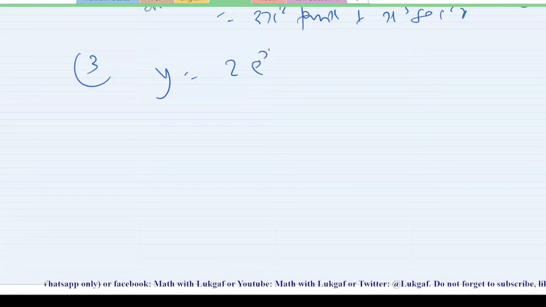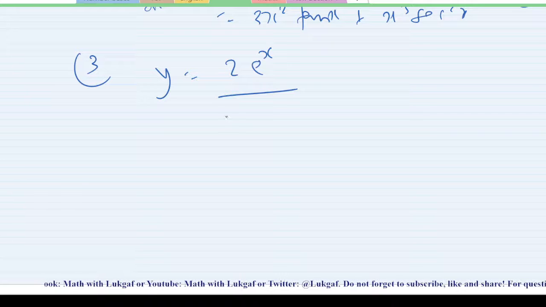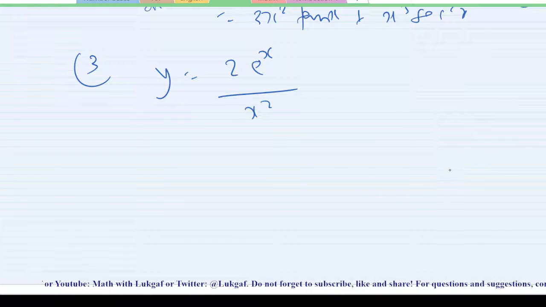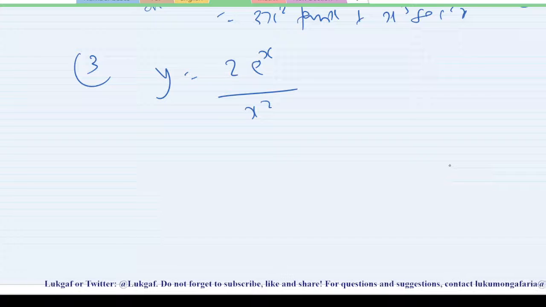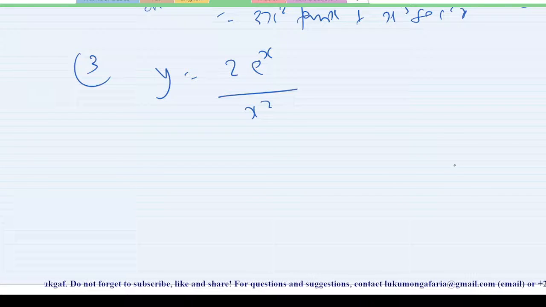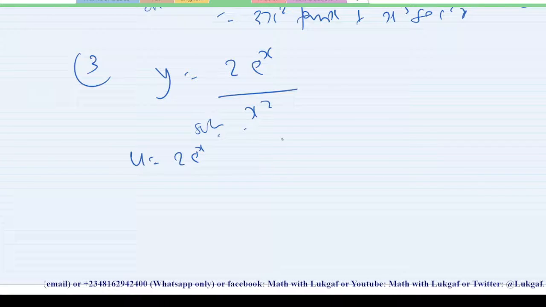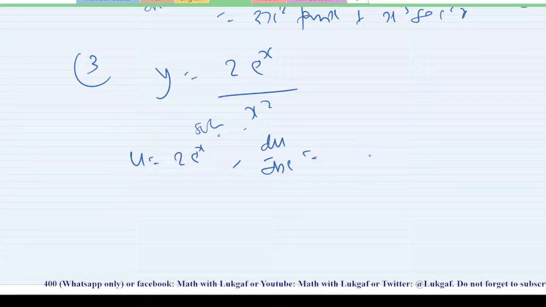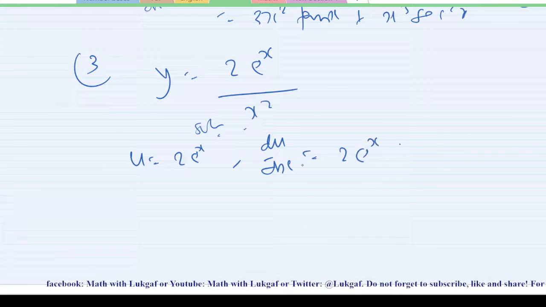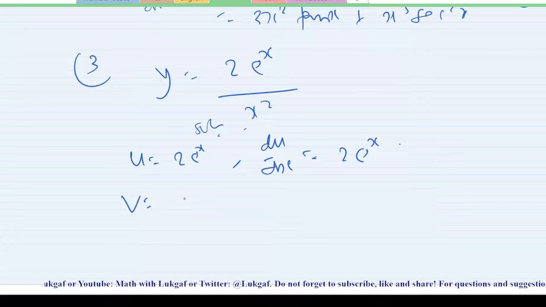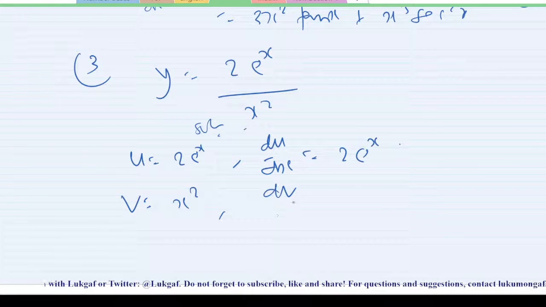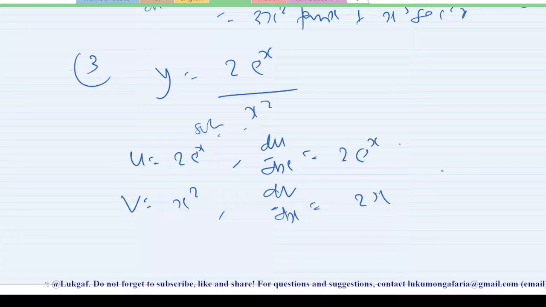And the last one, the last but not the least, number 3, I have my y is equal to 2 e raised power x divided by x squared. If you don't want to stress yourself, let me ask you, what is the approach you are going to use for this? Automatically, or let me say trivially, it is what? Quotient rule, because you have your function in form of fraction. And don't forget the approach. You make your u to be the numerator, you differentiate it. What is the derivative of 2 e raised power x? It is also 2 e raised power x. Then your v will be automatically x squared. You also differentiate, the dv dx is 2x, right?